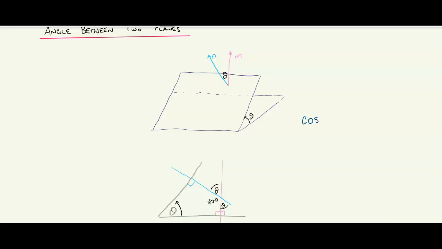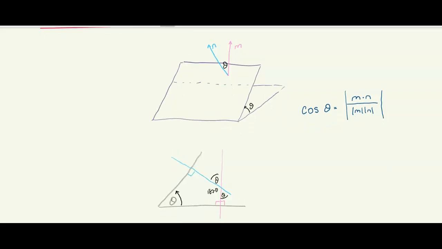So it's simply cos theta is equal to the dot product of my normal vectors over the product of their moduli. And again, I'm going to take the absolute value because I want the acute angle between those two planes in this case. Okay, so there we have it.